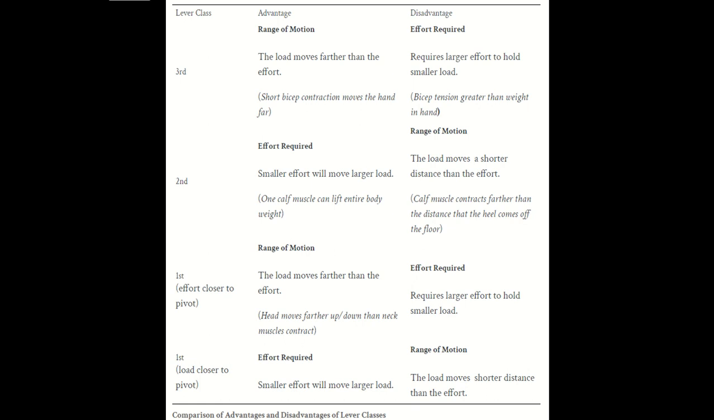But a first-class lever example where the load is actually closer to the pivot, the effort required is an advantage because a smaller effort will move a larger load, but the range of motion would be a disadvantage because the load moves a shorter distance than the effort. In any case, that's just a comparison of advantages and disadvantages of the lever classes.